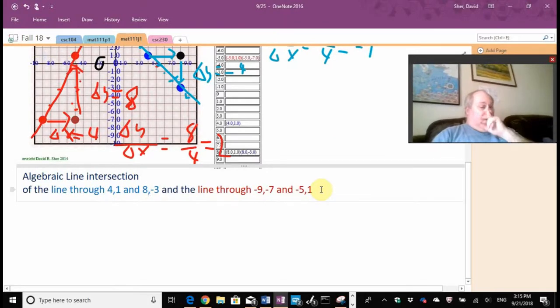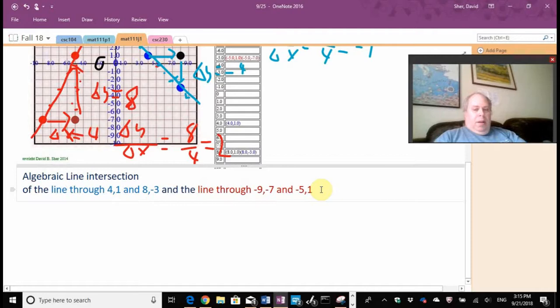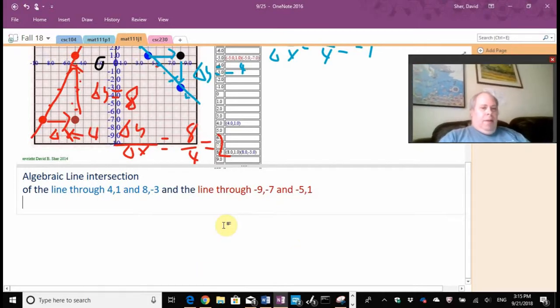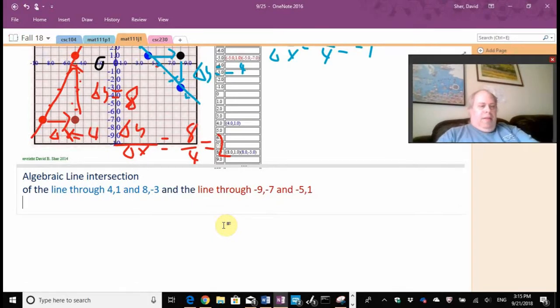First of all, it's relatively easy to figure out the intersection when we know the two equations, because we just set them equal to each other, and we'll do that eventually. But we don't have equations, so our first step is going to be to make equations. So what I'm going to do is find the formula for the line through (4, 1) and (8, -3).